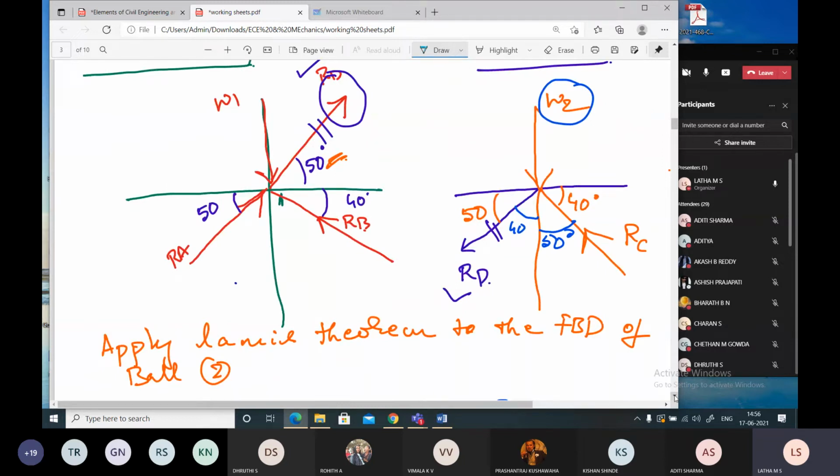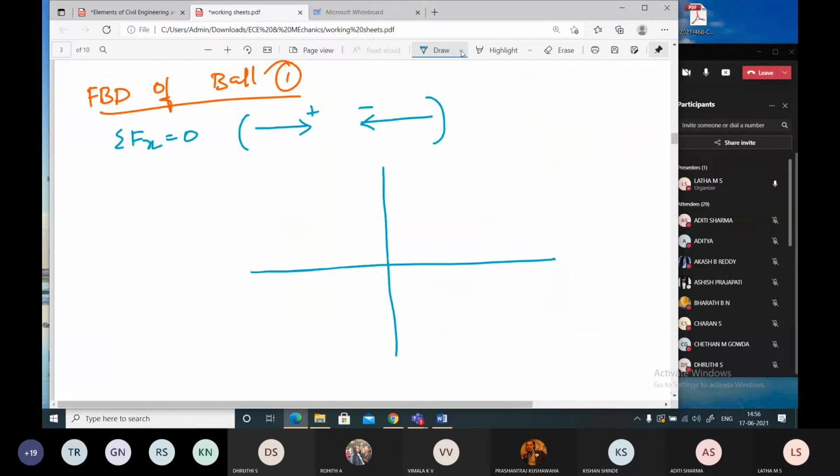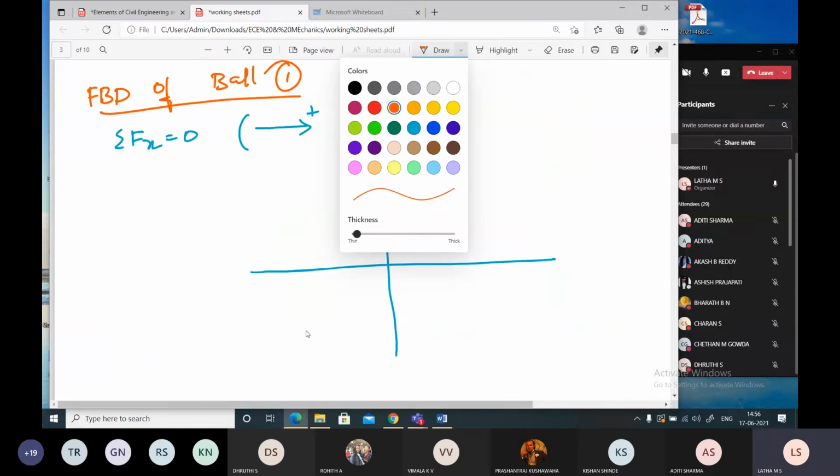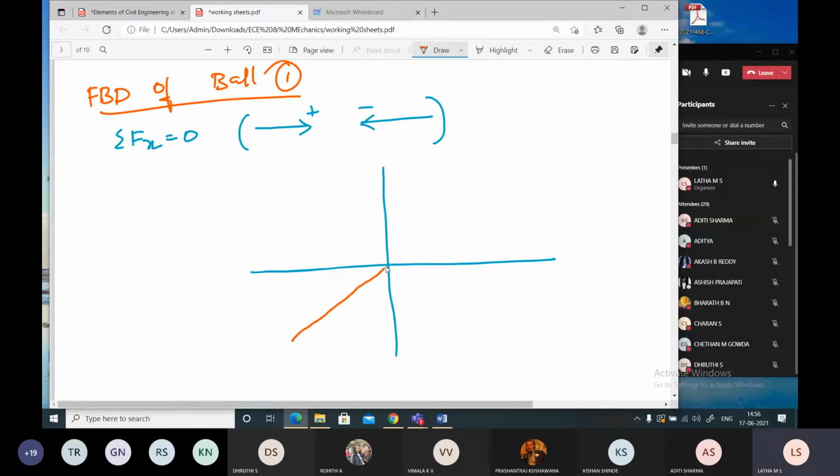RA, RB, RA is there. RA is acting at an angle of... what is the angle of RA? This is 50 degrees. Correct? Yes, ma'am. RB is here. Then you find W1. Then you find RD. RD is at an angle of 50 degrees. This is at an angle of 40 degrees. Correct?